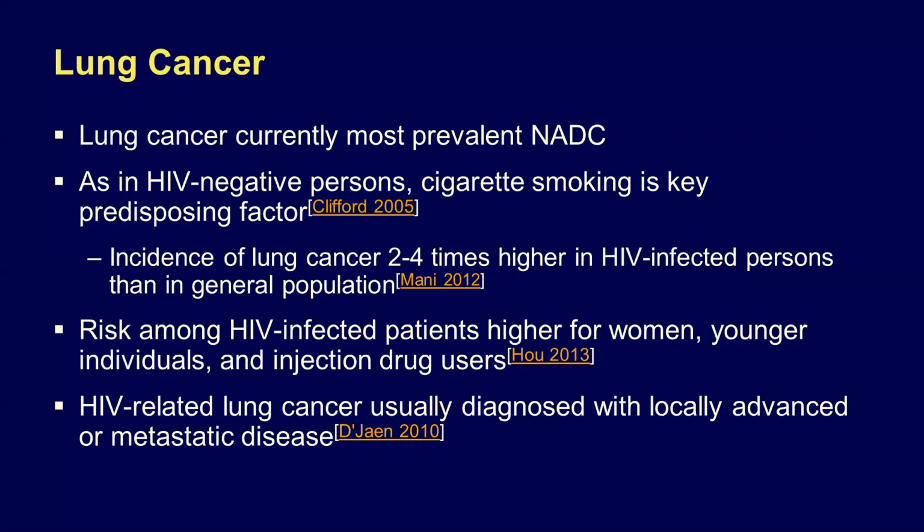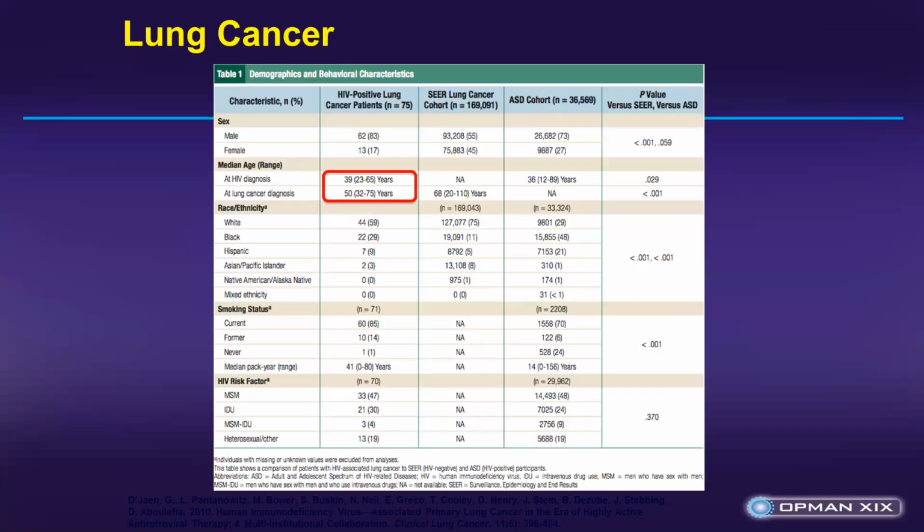The risk among HIV-infected patients is higher for women. We see that also in the non-HIV category, and it occurs younger, as I'll show you in a slide coming up, which is curious but happens, and in our IV drug users. So it's usually, in our final bullet, diagnosed earlier.